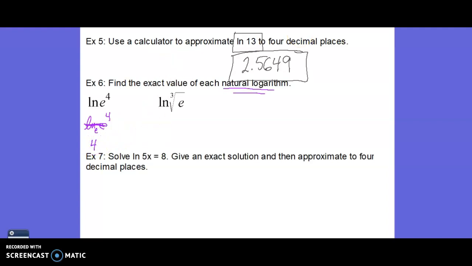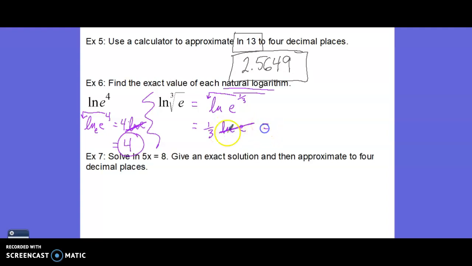I've had students that struggle with this. So sometimes what I do is I'll remind them that you can bring the power in front. So it's 4 times natural log of e. And as we've already discussed, natural log of e is equal to 1. So 4 times 1 would give you 4. And the same thing goes with the next one. It might be helpful for some of you to rewrite the cube root as to the 1/3 power, so you can bring that 1/3 in front. By the way, I think this is extra work. 1/3 times natural log of e. Natural log of e is equal to 1, so 1/3 times 1 is 1/3. Again, feel free to use your calculator to check your work.